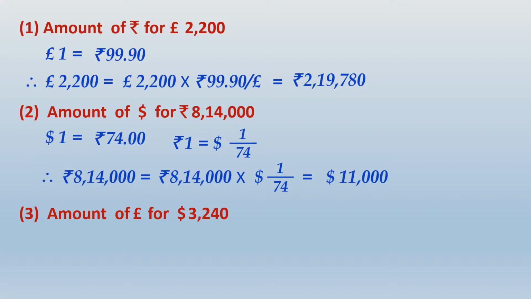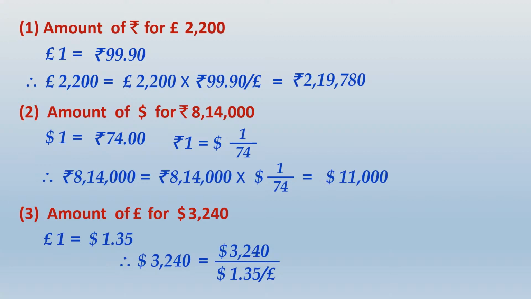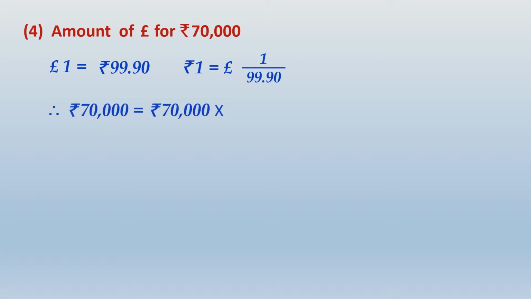Third part of the question asked you amount of pound for $3,240. So take pound 1 equals to $1.35, and so $1 will be basically 1 by 1.35 pound. So $3,240 will be 3,240 divided by $1.35 per pound, and what you will get is pound 2,400. And the last part of the question was amount of pound for rupees 70,000. Because pound 1 is rupees 99.90, rupee 1 will be pound 1 by 99.9, and so rupees 70,000 will be 70,000 into 1 by 99.9, and that gives you pound 700.70. So that will be the end of the solution.